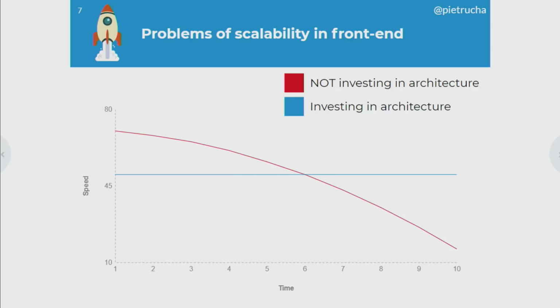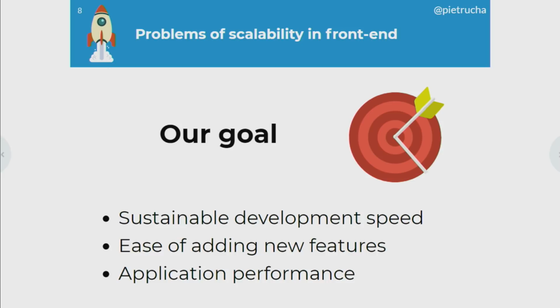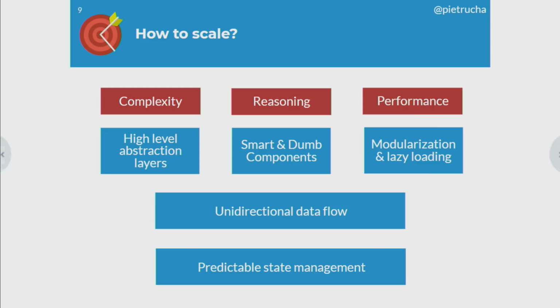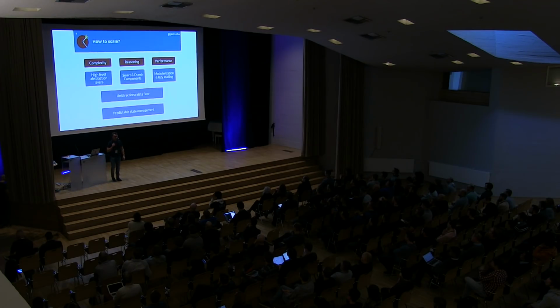We want to be slower at the beginning because we need to build a foundation, but maintain our speed over time. So once again, our goal is to have sustainable development speed, ease of adding new features, and maintain the application performance. I'm going to give you 5 pieces of advice on how to architect your app that could help solve problems of complexity, help you reason about the application, and maintain performance.